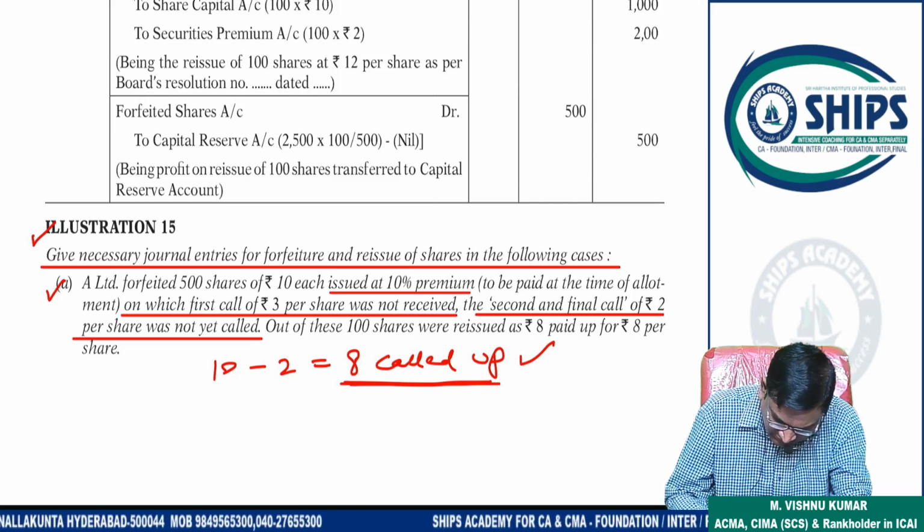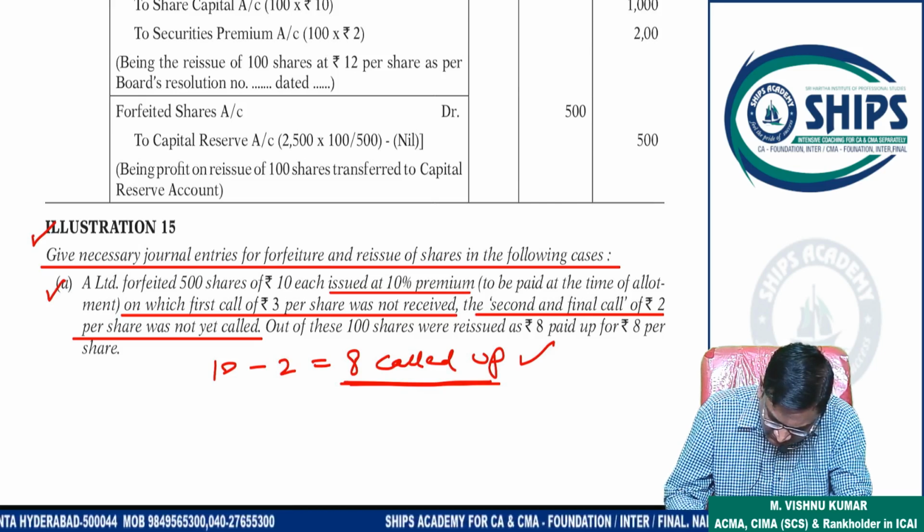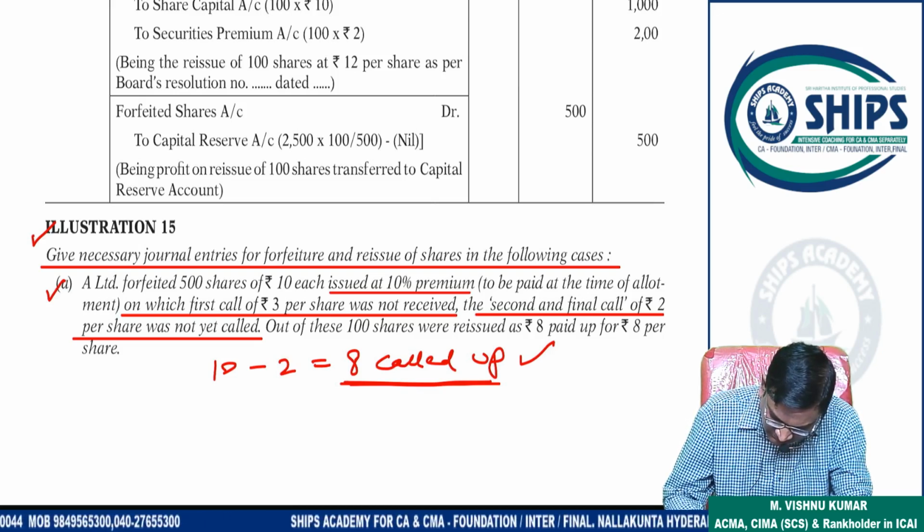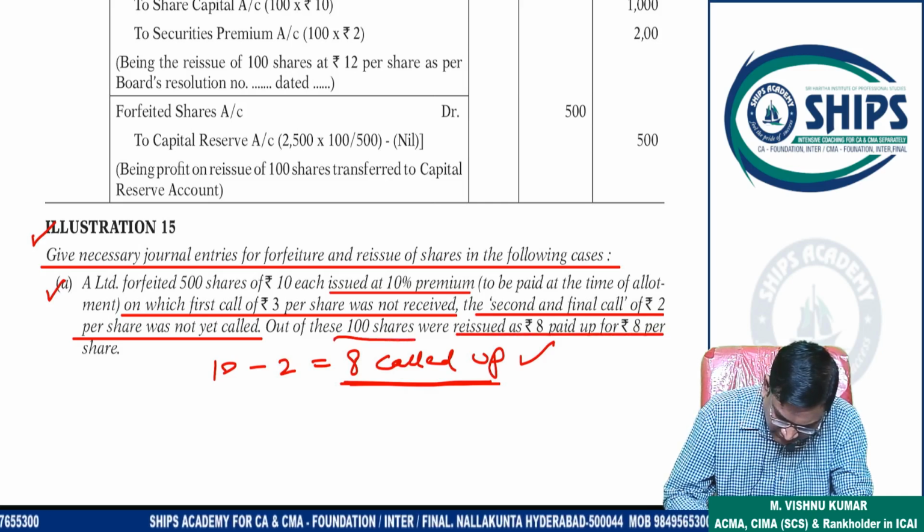Out of these, 100 shares were reissued as 8 paid up for 8 per share. So here called up value 8 rupees, reissued for 8 rupees. Only 100 shares are reissued. Very simple. So first we have to write the forfeiture entry. Premium collected? Yes, premium collected here, so premium is not debited here.